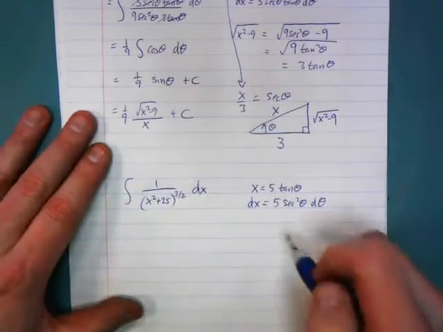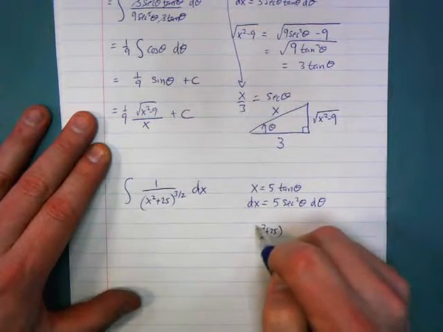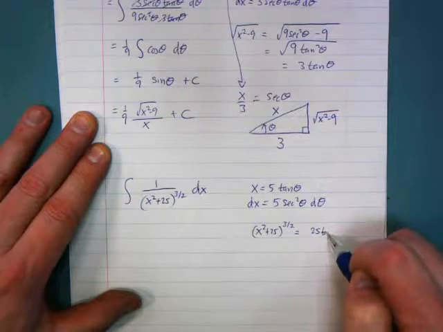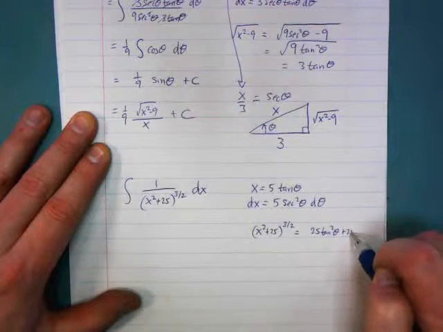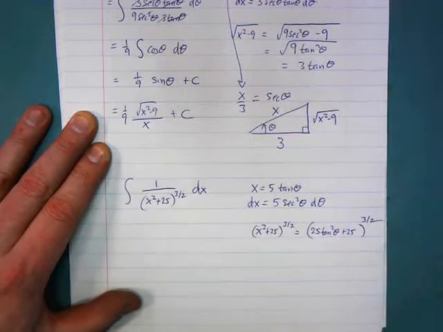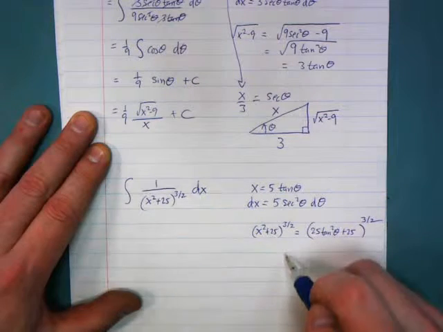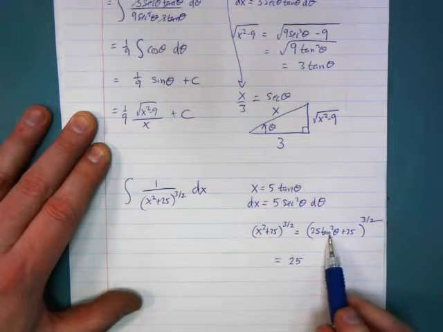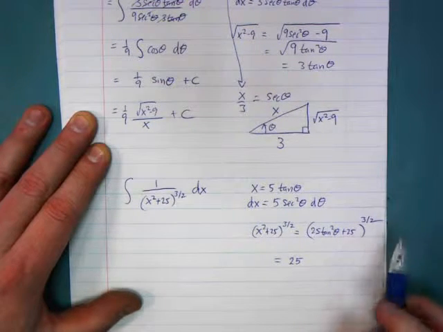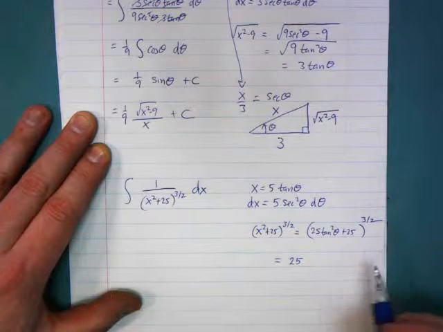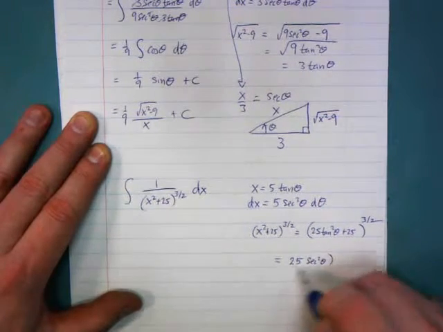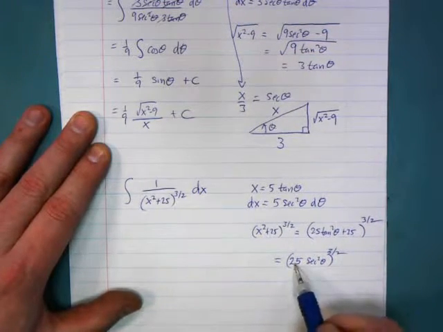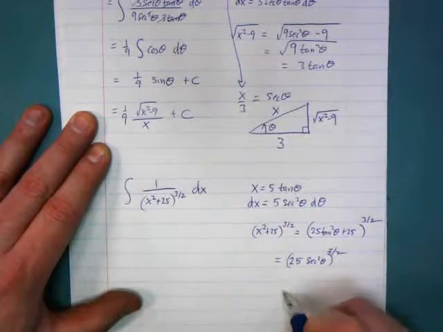All right, and let's see what's going to happen with this thing here. X squared plus 25 to the 3/2 will be 25 tangent squared theta plus 25, all to the 3/2. I factor the 25 out, and I'm left with tangent squared plus 1. But I'm not going to write tangent squared plus 1. I'm going to write secant squared, all to the 3/2. All right, so how much is 25 to the 3/2?